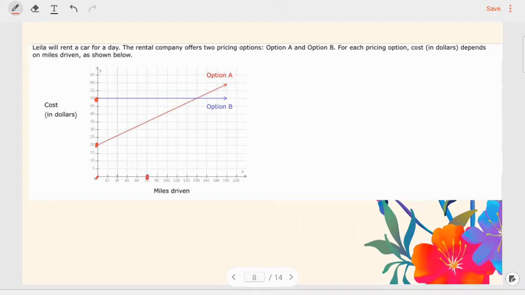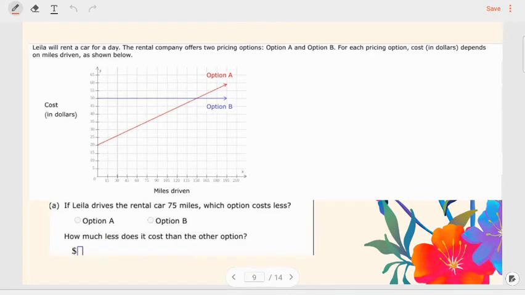Now, at 75 miles, it's going to cost me $35 versus $50. But you can see at some point, option A keeps going up, but option B stays constant. And there's this break-even point. On this system, because I've got two lines, the point where they're going to be the same cost would be at 150 miles, for $50. So let's answer our two questions.